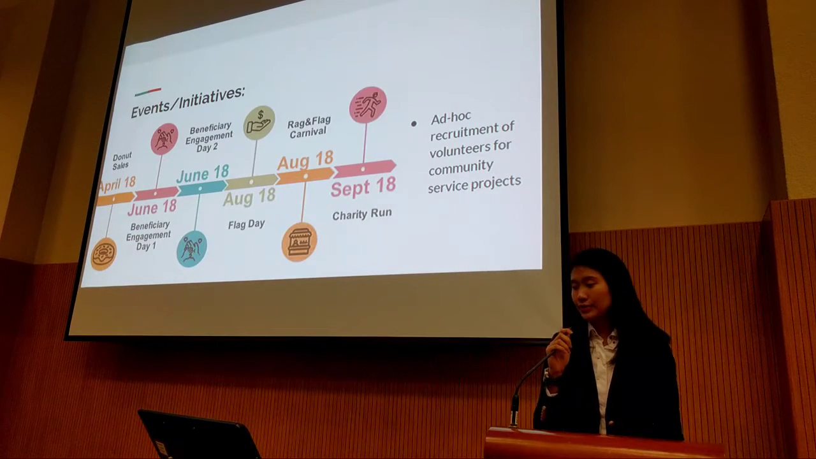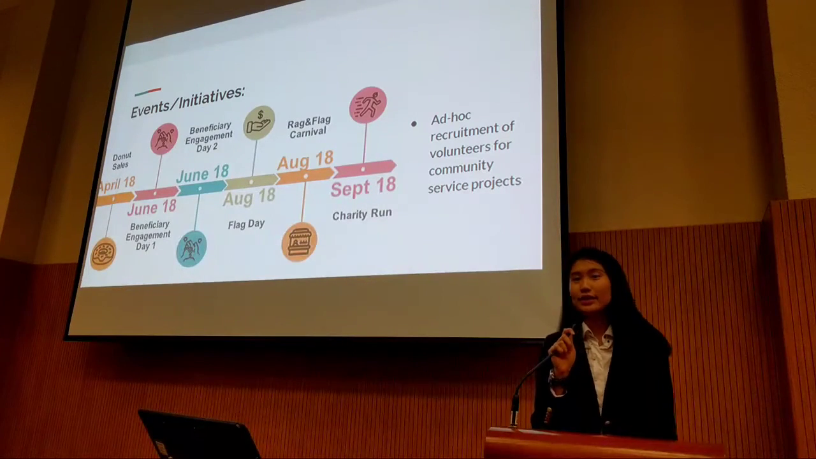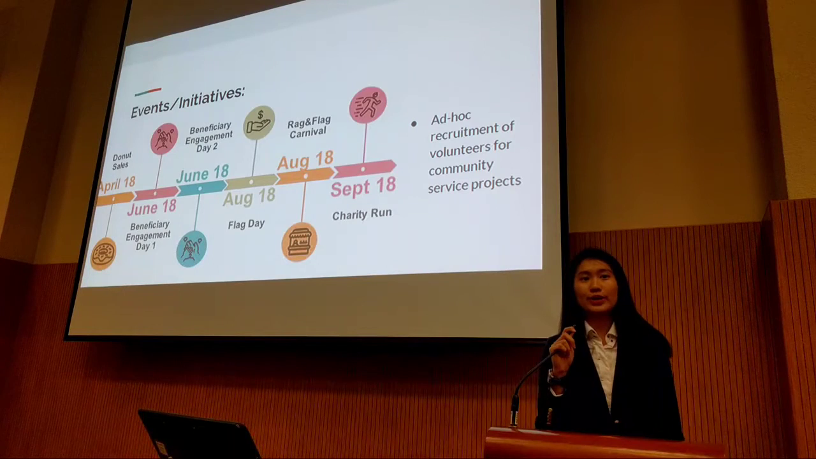The past 2 events we had were mainly targeted towards FLAG. We had fundraising sales for our beneficiary from the Garden School. We sold donuts during the 2nd semester, followed by 2 beneficiary engagement sessions that happened during the summer, followed by Flag Day, where we go around Singapore to ask for donations from the public. We also had the Red and Flag Carnival, which happened on the same day as Red Day, where we sold ice lollies, and we also had a photo with mascot service to raise funds. And we have one more event, the charity run, which is ongoing.